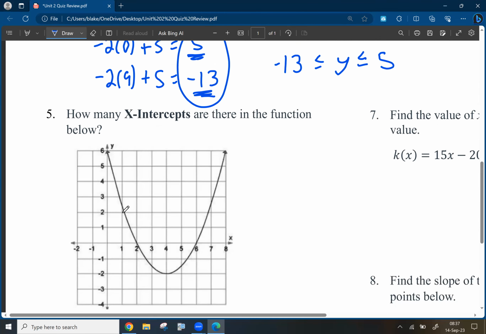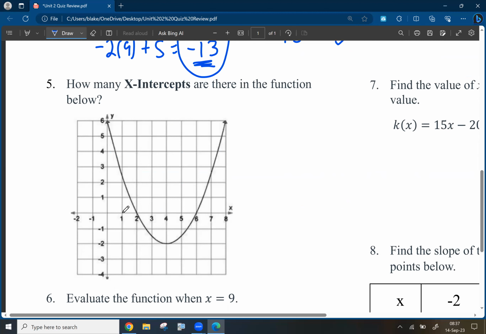Number 5. How many x-intercepts are there in the function? You don't have to do any math, you just have to look. We have one y-intercept here. That's not really relevant though. We're talking about x-intercepts. We have one at 2 and we have one at 6. And that's it. We cross here and we cross there.